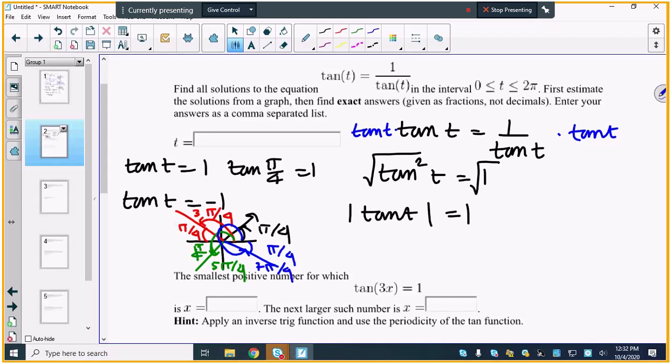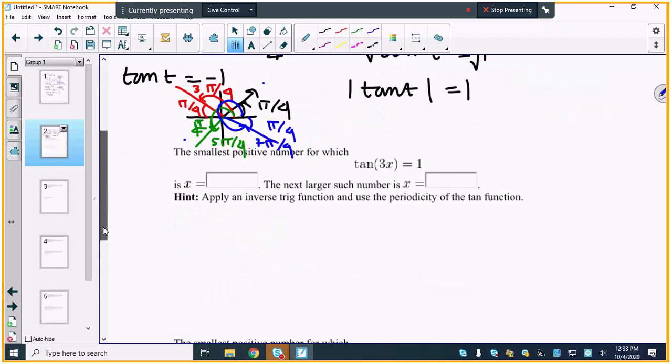And all of them are going to be my solution. Pi over 4 and 5 pi over 4, in the first and the third quadrants, are the positive ones, and the negative ones are in the second and the fourth, 3 pi over 4 and 7 pi over 4. So these are all your solutions. You will say t is equal to pi over 4, 3 pi over 4, 5 pi over 4, and 7 pi over 4. Remember, I'm not using k in this situation because I just want the 4 solutions between 0 and 2 pi. And that's all. We are done with this problem.